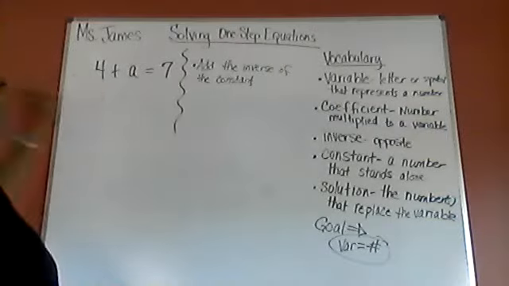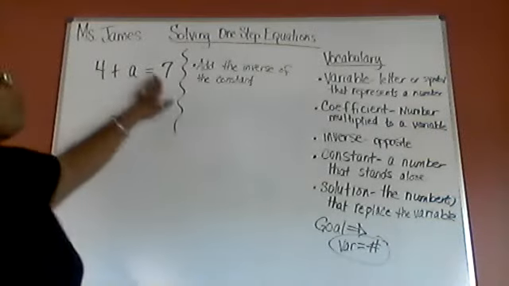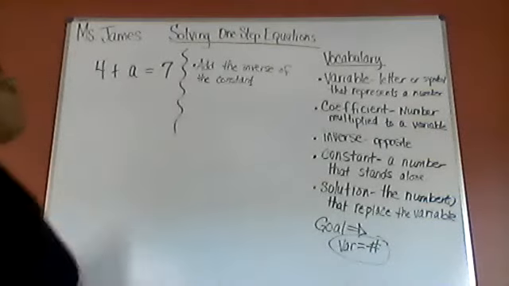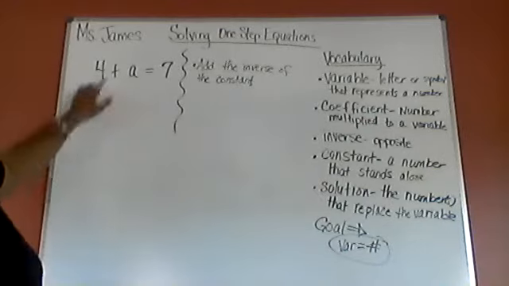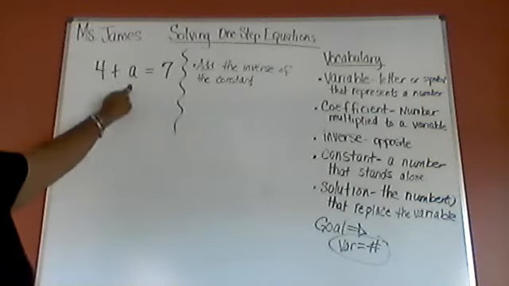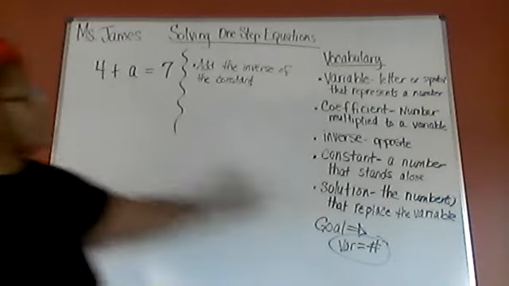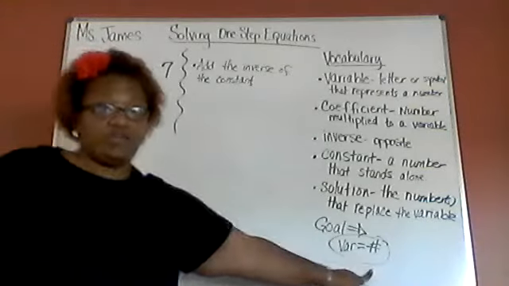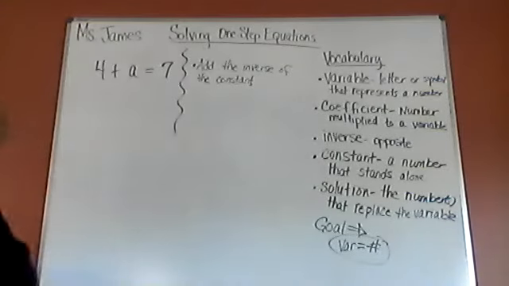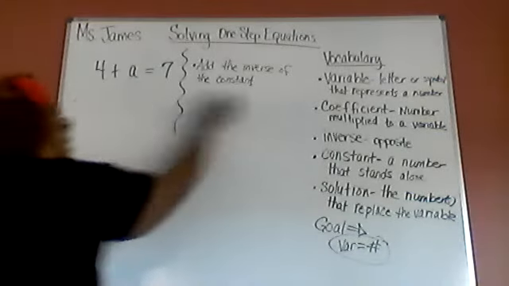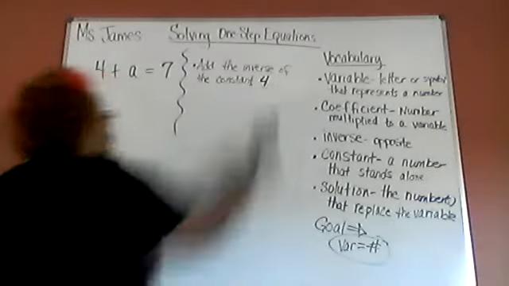Which constant are we talking about? Are we talking about the 4 or are we talking about the 7? Well, in this case, we're talking about the 4 because we want to get A by itself. We want to isolate A because our goal is variable equals a number. Okay? So, in order to get rid of this 4, we've got to add the inverse of 4.